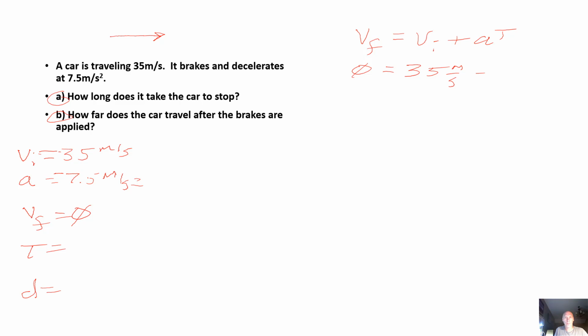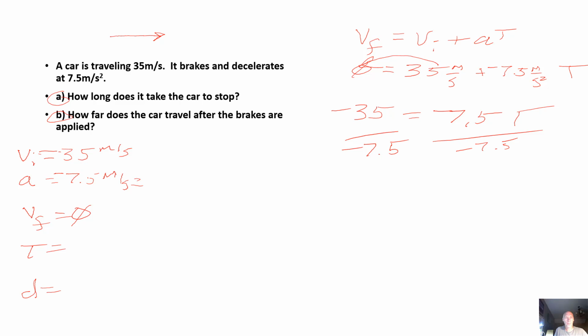plus negative 7.5 meters per second squared times t. So bring that to the other side of the equal sign. You get negative 35. I'm running out of room here. I should put my units, but I'm not going to have enough room for everything. This is negative 7.5 t. Divide both sides by negative 7.5, and there will be your positive time, which it should be. So the time you're going to get comes out to be about, with two significant figures, 4.7 seconds. So that's how long it's going to take to come to a stop.